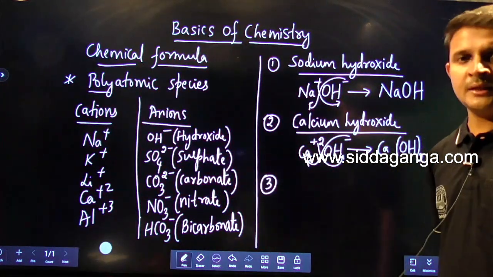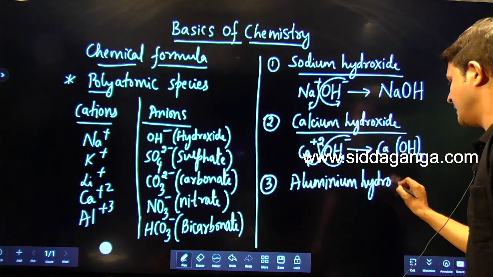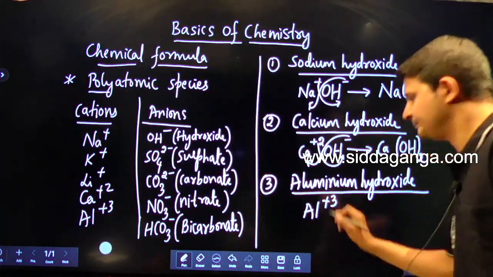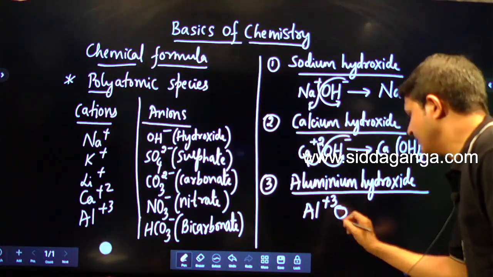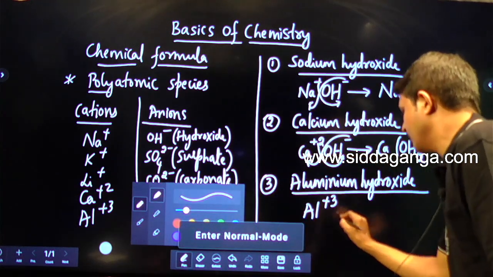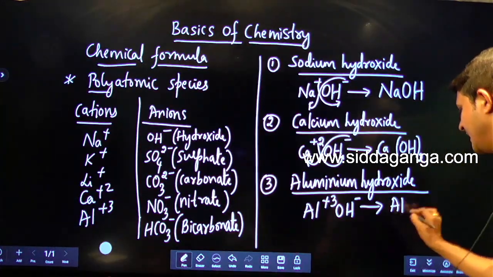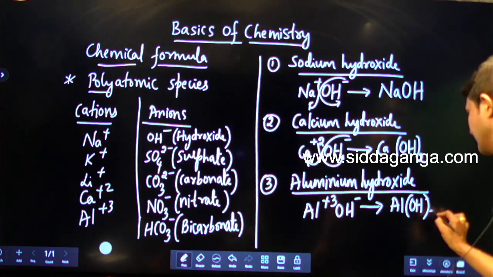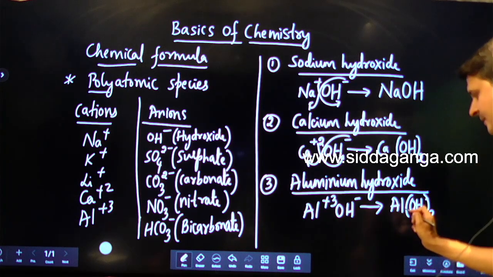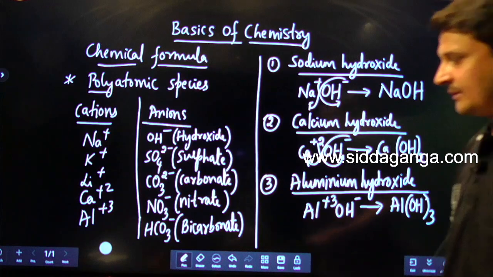Similarly, let us take aluminium hydroxide. Aluminium ion is Al 3 plus. Hydroxide ion is OH minus. The formula will be nothing but Al(OH) thrice, Al(OH)3. OH valence is 1, that is Al1. Aluminium valence is 3, so it is OH thrice. Aluminium hydroxide. Let's take a few more examples.